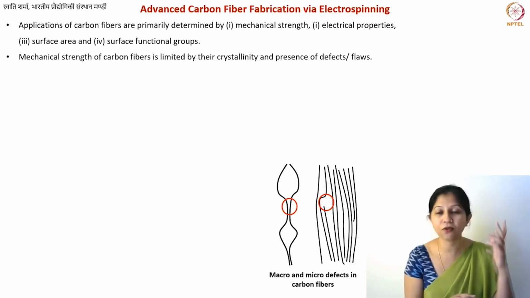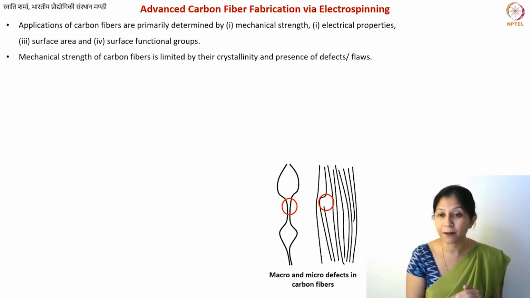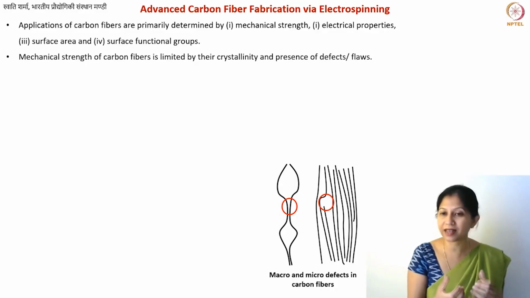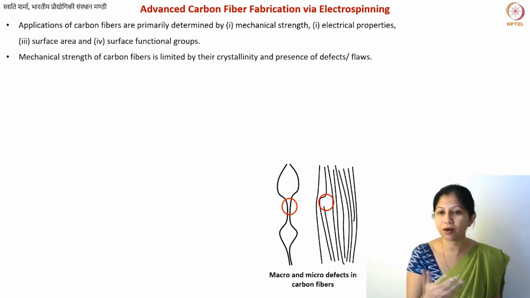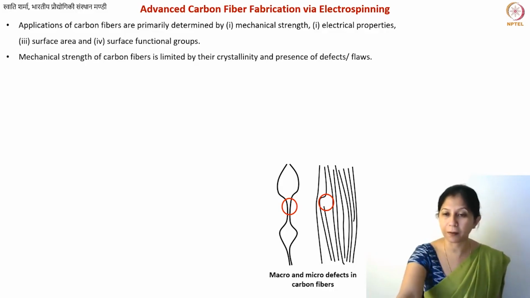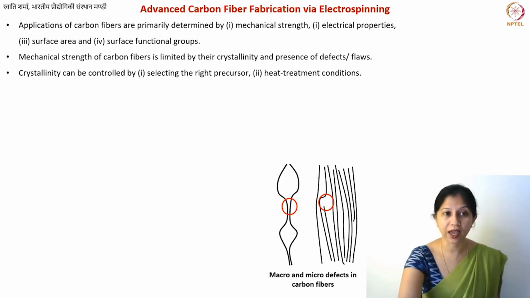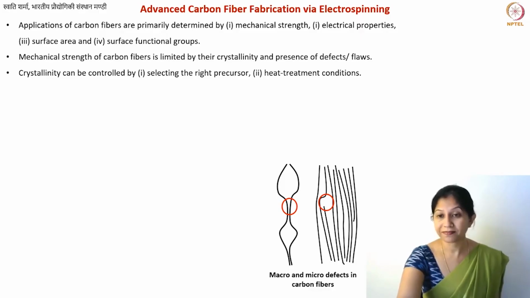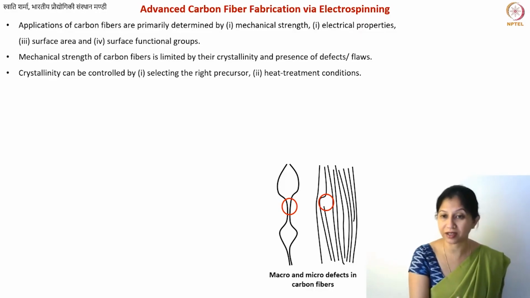So if one of your fibers breaks, you still have others. In a rope, if one fiber breaks, others can still hold the structure. However, this is where you have the problems with the mechanical properties. Now, as I mentioned already, crystallinity can be controlled, number one, by heat treatment temperature, and number two, by choosing the right precursor.